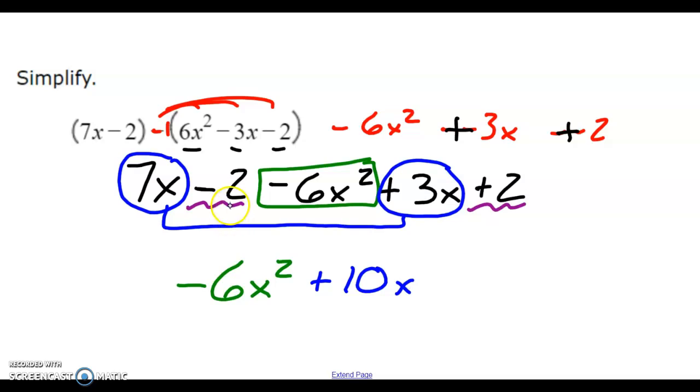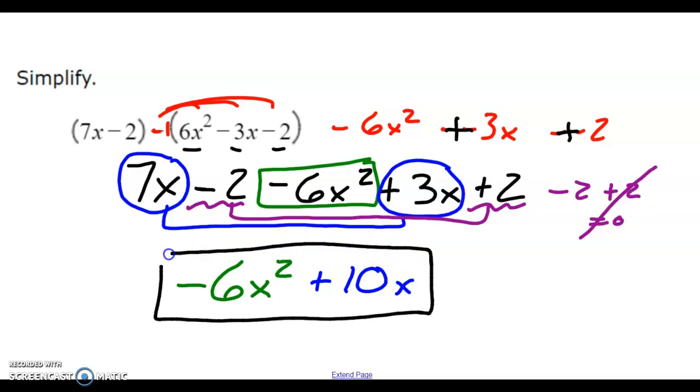And then when you see this negative 2 plus 2, that equals 0. So essentially, they're gone. You're not going to put a plus 0 on here. You don't have to do that. Okay? So since those constants drop out, they cancel each other. That's all you have left. And that would be your final answer.